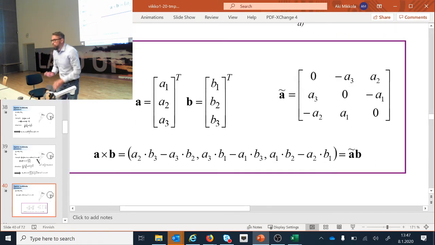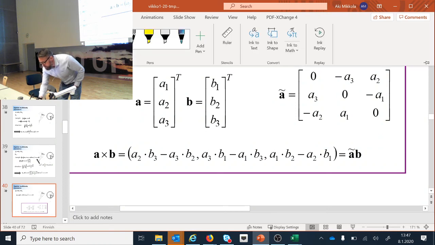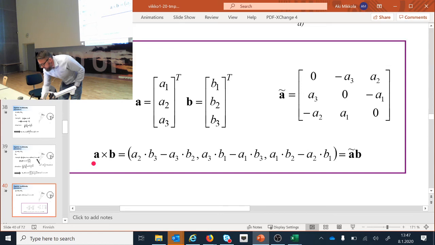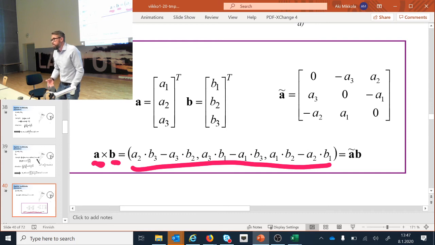If you have a cross product of two vectors, they can be alternatively expressed in such a way that you take the cross product and convert the first vector to be a matrix. Now I definitely need to use a drawing here. Originally, if you have vector R cross product with vector B, this is how you can write it. This is the conventional way.